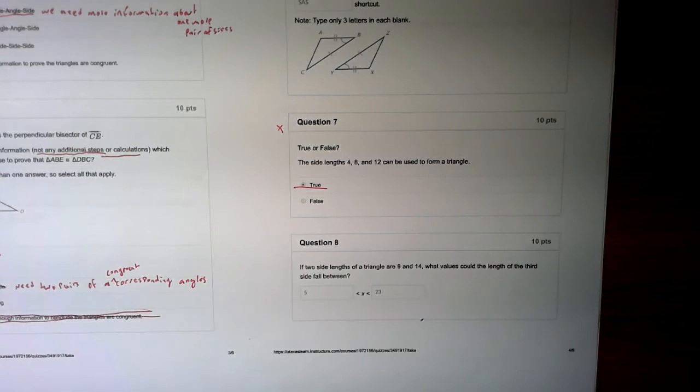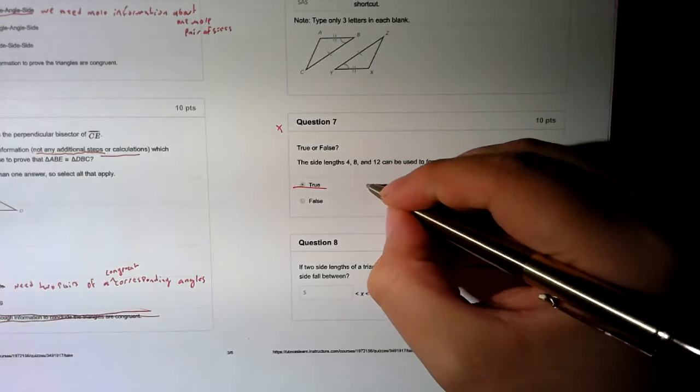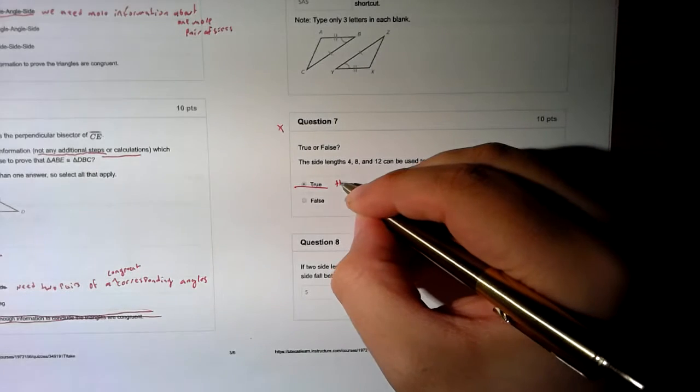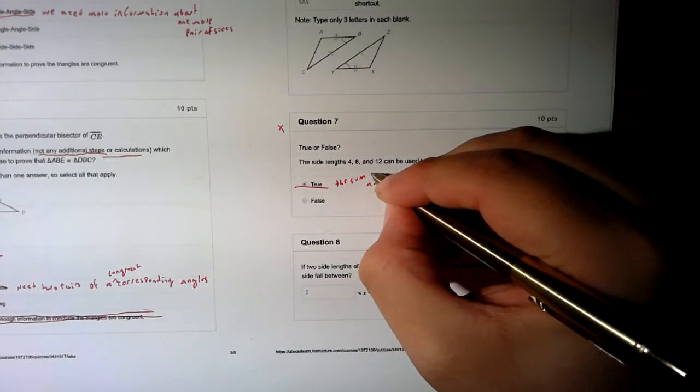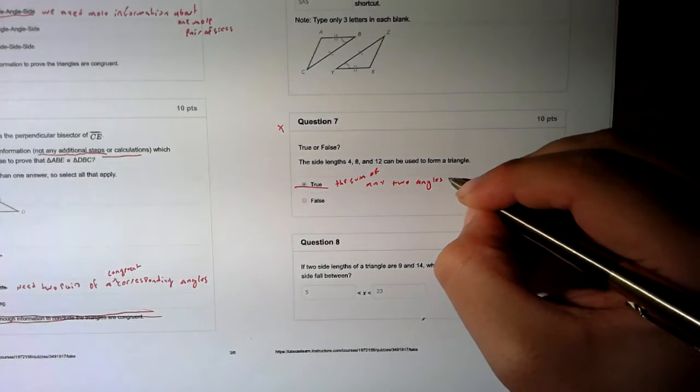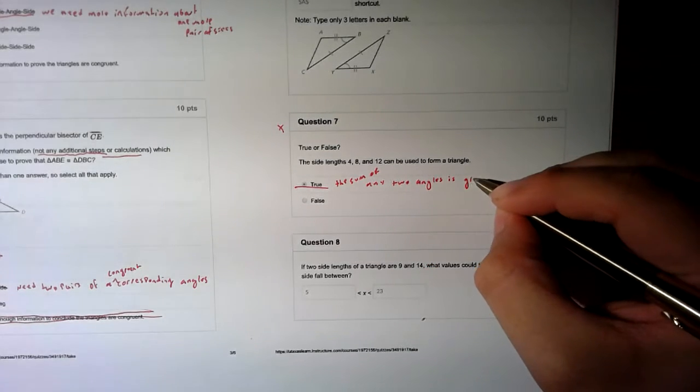I sent you a picture, and it's in your text messages, of the triangle inequality theorem, which states that the sum of any two angles is greater than the third.